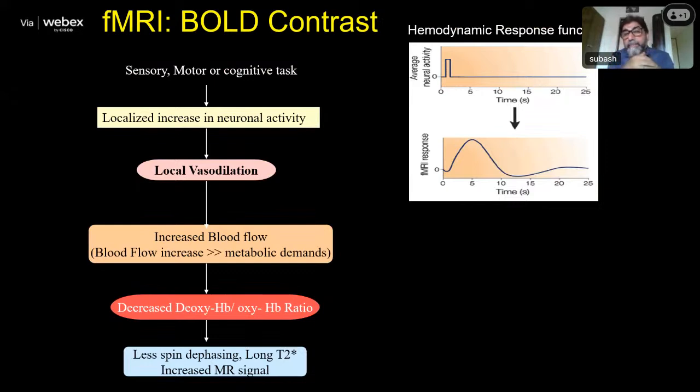So the basic concept behind BOLD fMRI is, whenever you have any sensory, motor, or cognitive task, suppose I am moving my finger, my motor area in the brain is active, and it will get more oxygenated blood in that area. Because of this oxygenated blood, the deoxyhemoglobin ratio will decrease, and we'll have less spin dephasing, and there will be increased signal in that region. Only in that region there will be an increase in MR signal, which is picked up by MRI, and you can play around with that signal and generate the functional maps.